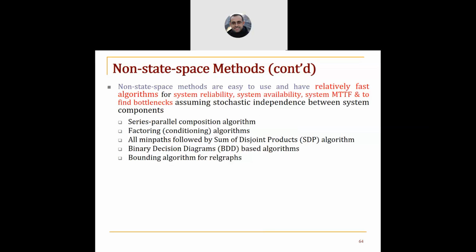And the algorithms I've just repeated here: series parallel composition, the early single slide I gave you; factoring or conditioning, which I didn't explain but has been explained in the books; all min paths followed by sum of disjoint products, which we talked about briefly in the context of the reliability graph from Boeing; binary decision diagrams, which I have not introduced to you but is there in the books; and the bounding algorithm I briefly mentioned, which is given in the book and the papers. And all the above are implemented in SHARPE.